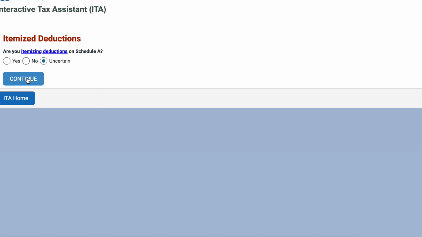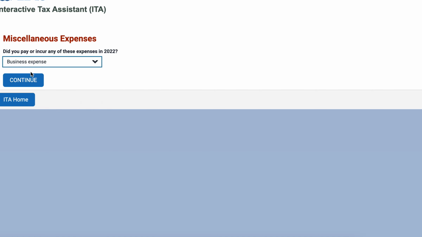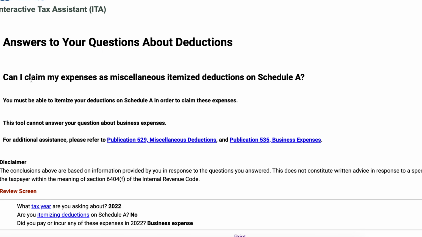The first question is whether or not you're itemizing deductions on Schedule A. If you're talking about taking Schedule A deductions, then you have to be able to itemize deductions on Schedule A in order to claim them on your tax return. So let's go ahead and say no and just see what happens. It walks through some of these expenses: business expense, legal expense, whether or not you paid restitution, or none of the above. So let's select business expense.